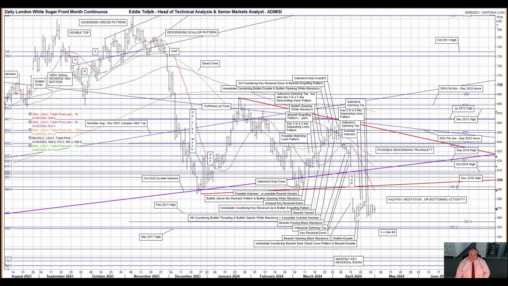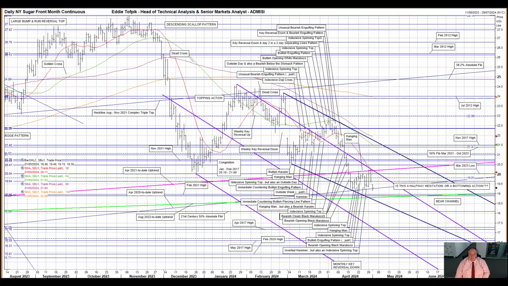However, there was a pair of markets that did reinforce each other. They were London sugar futures and New York sugar futures. Both of these had monthly key reversals down for the same month, April, at the same time, and it looks like there might be more in store for both of these markets. Now, I deal with these two more fully in my weekly sugar commentary published on Monday this week.